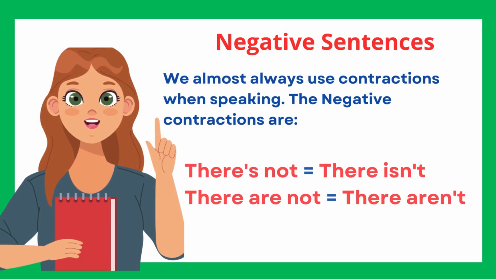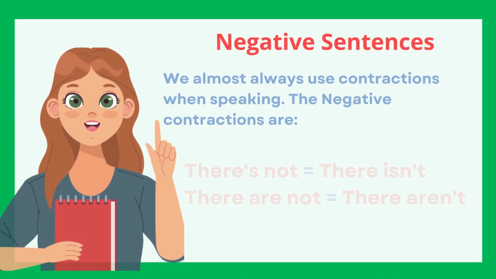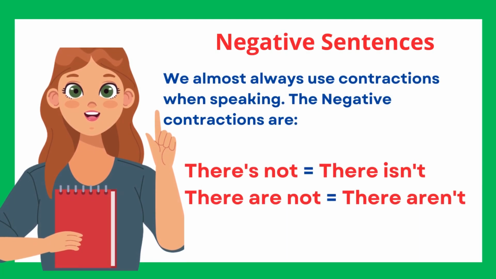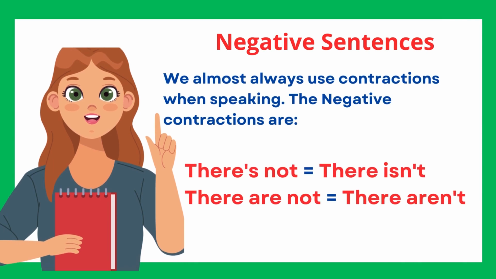Negative sentences. We almost always use contractions when speaking. The negative contractions are: there's not equals there isn't. There are not equals there aren't.